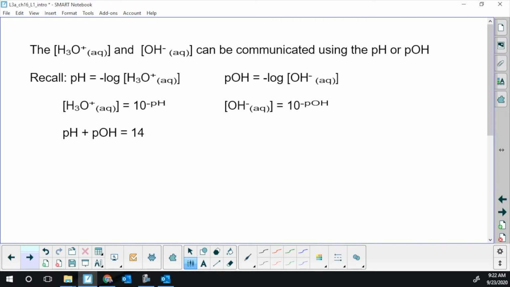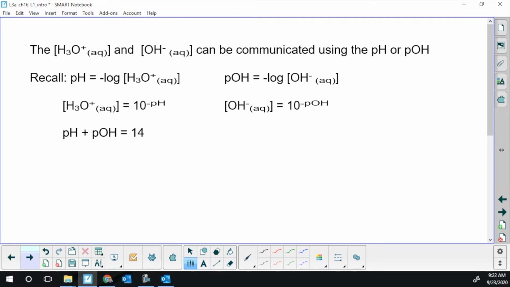If you want to undo the pH, it's 10 to the negative pH. That sends you back to concentration. Same with the base. And we have the two power ofs, the power of hydrogen and the power of hydroxide, sum up to 14. And again, that's directly due to that power in the kW value.